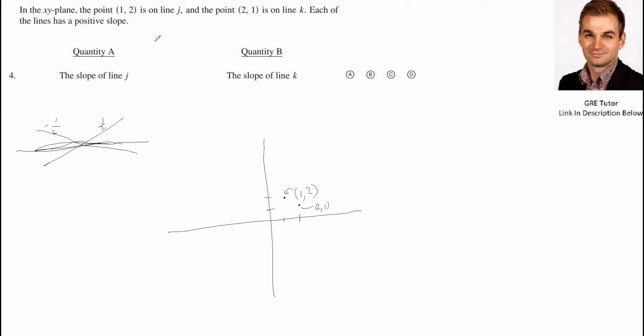Alright, so now they want to know what is greater, the slope of line J or the slope of line K? Well, generally, in order to know what two slopes are going to look like, you need to have 2 points. If I have a point here and I have a point here, I can tell you what the slope is because the line has to cross through both of these points and it can't bend or anything like that.